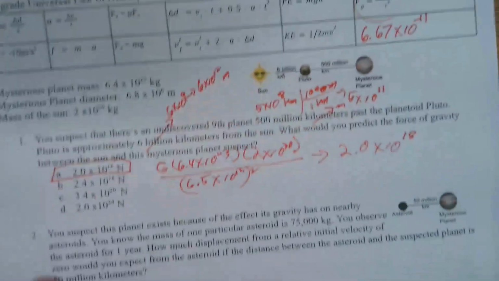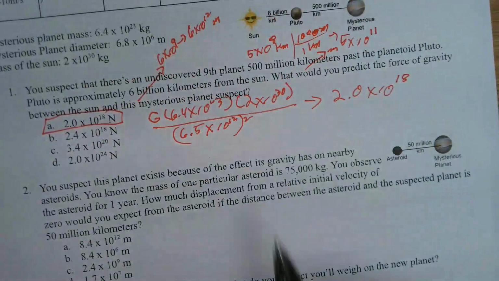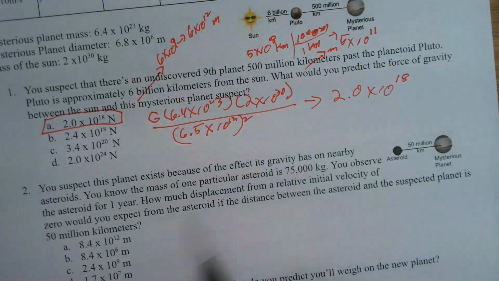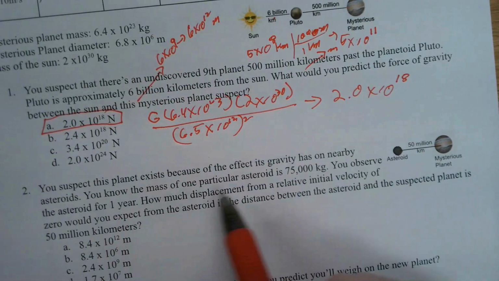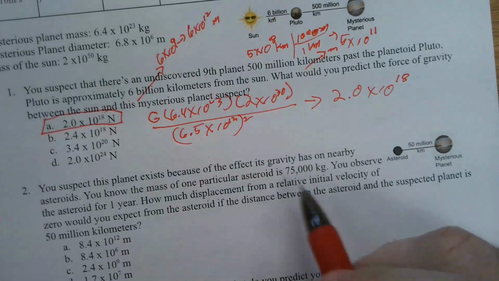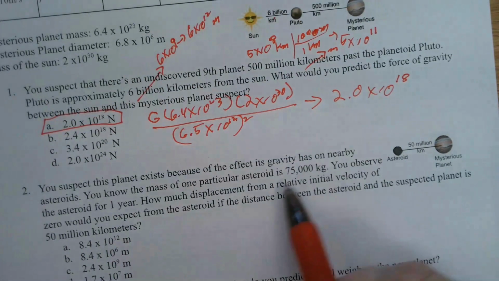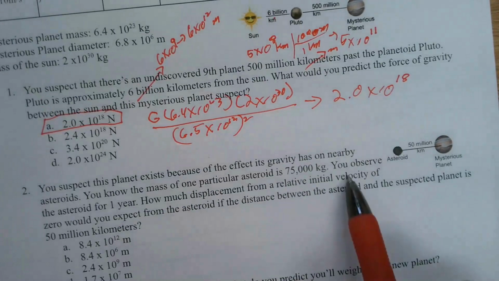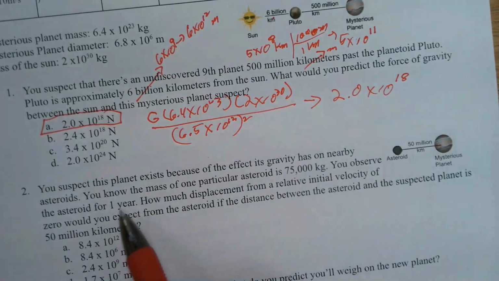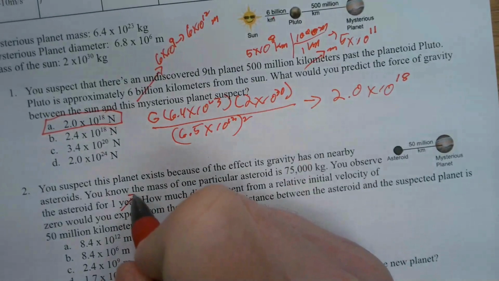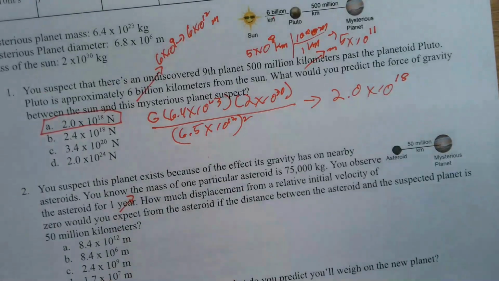You suspect the planet exists because of the effect its gravity has on nearby asteroids. You know the mass of one particular asteroid is 75,000 kilograms. This is actually a bit of a distractor, but you don't know that yet. You observe the asteroid for 1 year. What is a year in standard scientific notation?